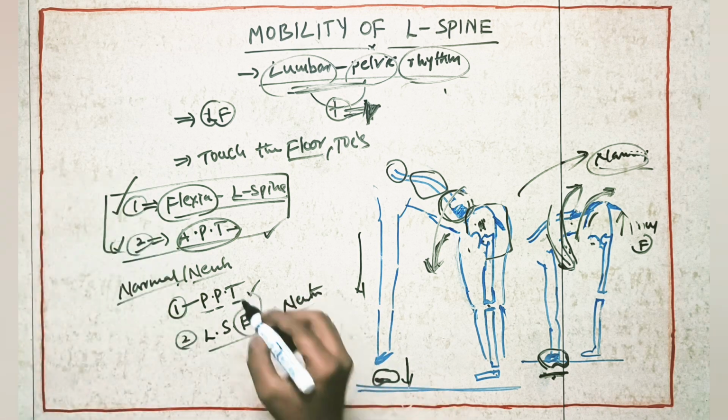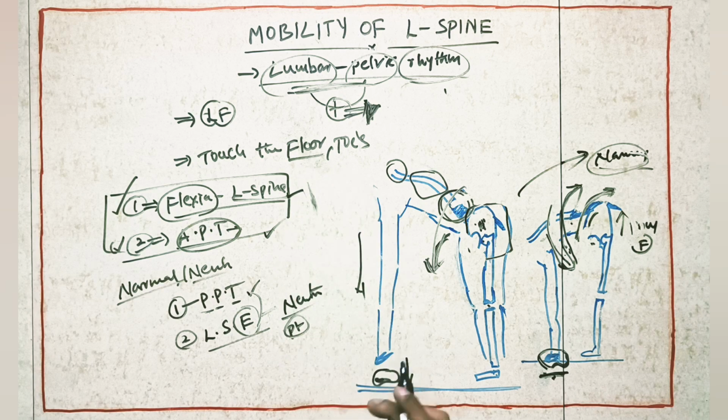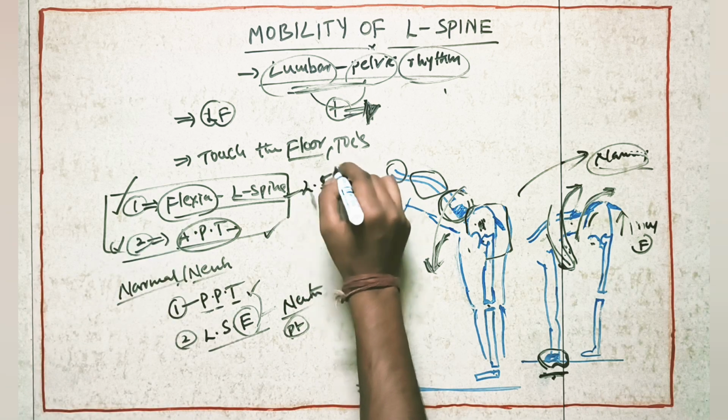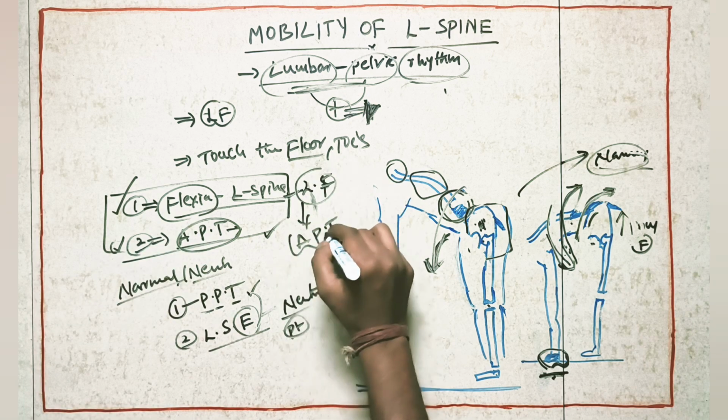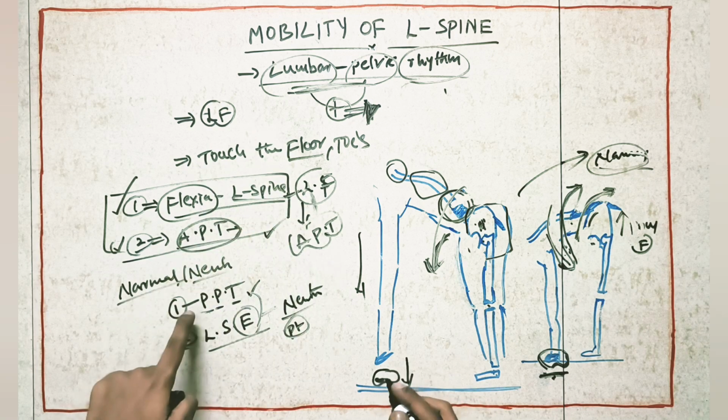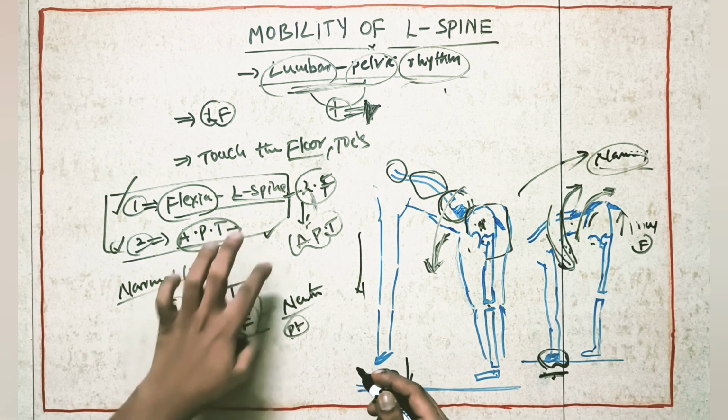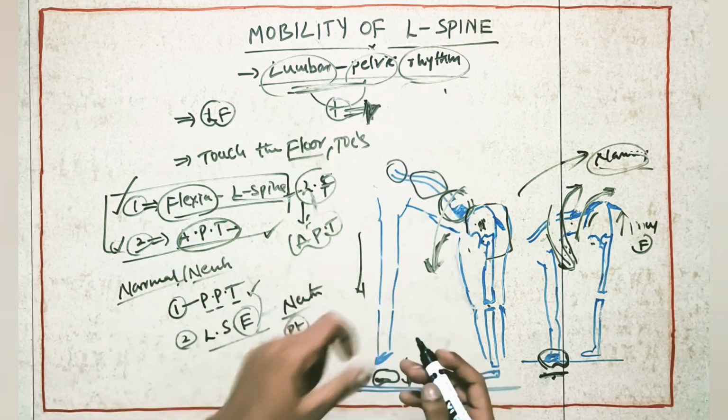To get complete flexion: lumbar spine flexion followed by anterior pelvic tilt. Otherwise, to return: posterior pelvic tilt followed by lumbar spine extension. These two together we can call lumbar pelvic rhythm. Clear?